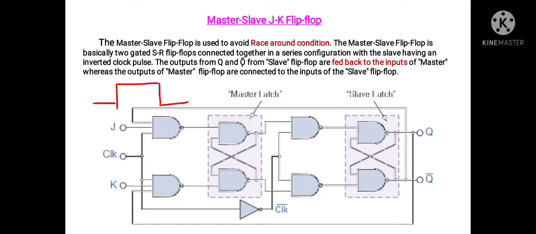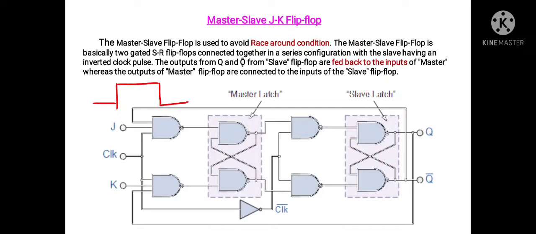Now let us discuss about master slave JK flip-flop. Many times this is also called as JKMS flip-flop. Mostly the master slave flip-flop is used to avoid a race around condition. In case of normal JK flip-flop, the output changes during this complete clock pulse, and at the end of clock pulse the value of output may be 0 or 1, and this output is called as ambiguous or uncertain output. Due to this uncertain or ambiguous output, this situation is known as race around condition.